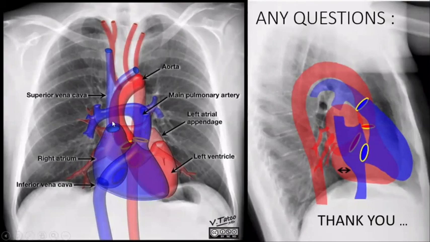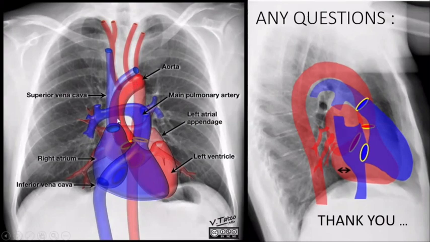From the right atrium arises the superior vena cava. This is the shadow of the superior vena cava. The pulmonary artery arises from the right ventricle. This is the pulmonary artery and its branching. In the lower branching is the descending pulmonary artery. Keep in mind that the descending pulmonary artery diameter will be less than 17 millimeters.